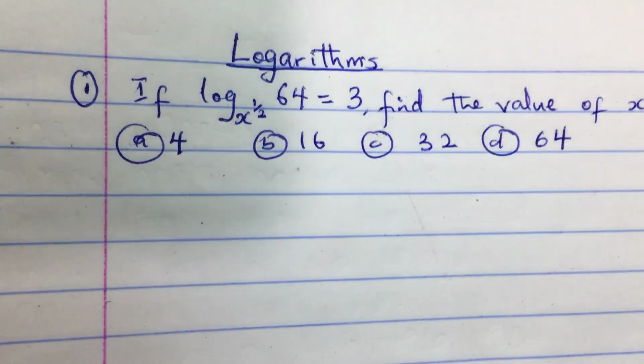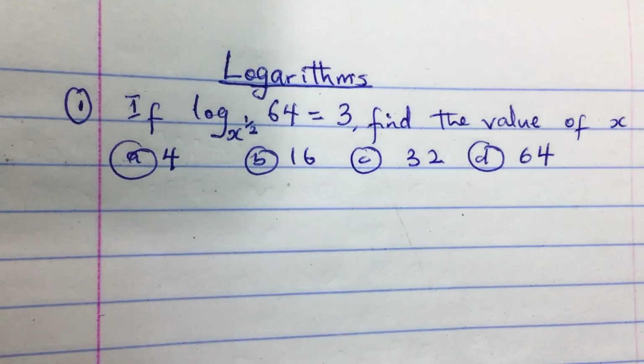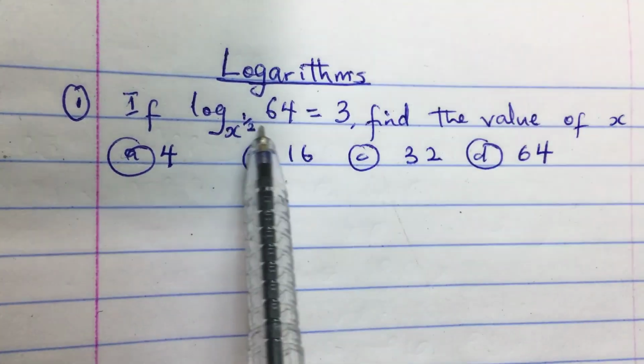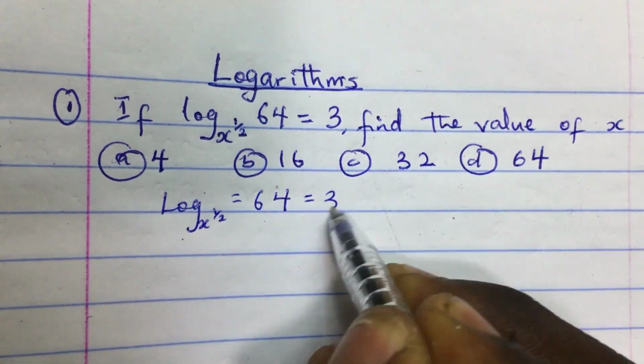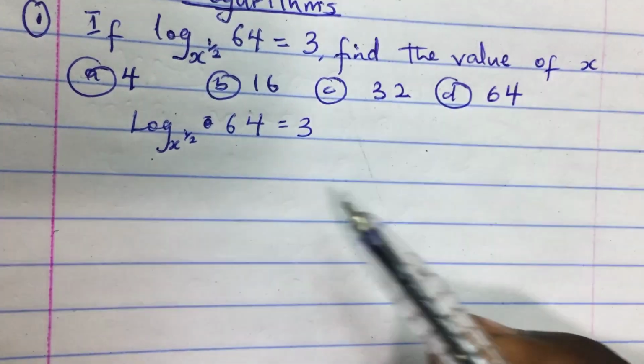Today, I'll be solving many questions on logarithms. The first question here is: if log 64 base x raised to power 1 over 2 equals 3, find the value of x. The first thing you should ask yourself is, what's the first step you are taking?